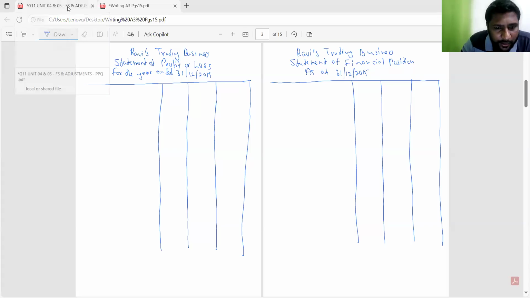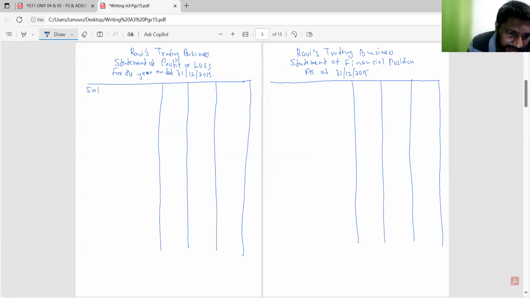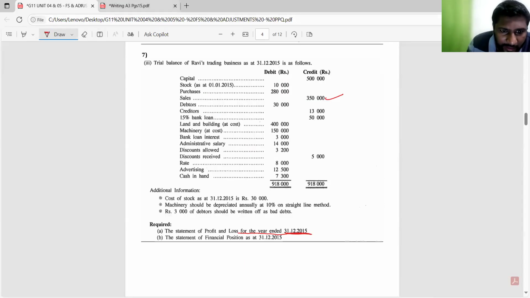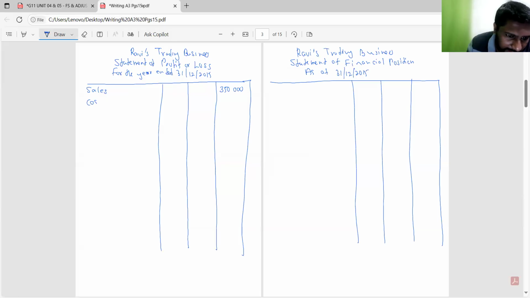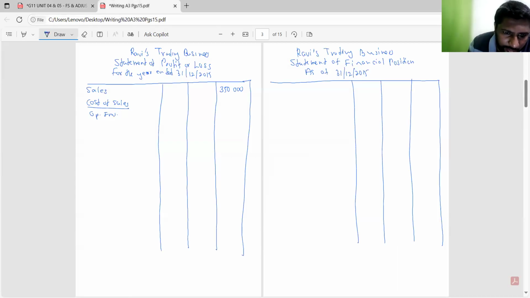Okay. So we'll write one by one. Sales is there, 350,000. Then we can go to the cost of sales, opening inventory. How much is the opening stock? 10,000.